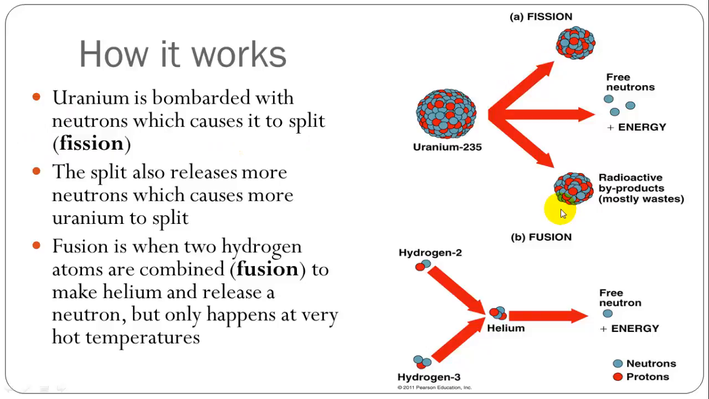Also, one of the products is neutrons, which will cause more uranium to split and cause more energy to be given off, so we can use that for electricity as well. Fusion is another type of reaction where you can take hydrogen, different isotopes of hydrogen, and make them come together, and then they will also release energy. However, this can only be done at very hot temperatures, so it's not very feasible.